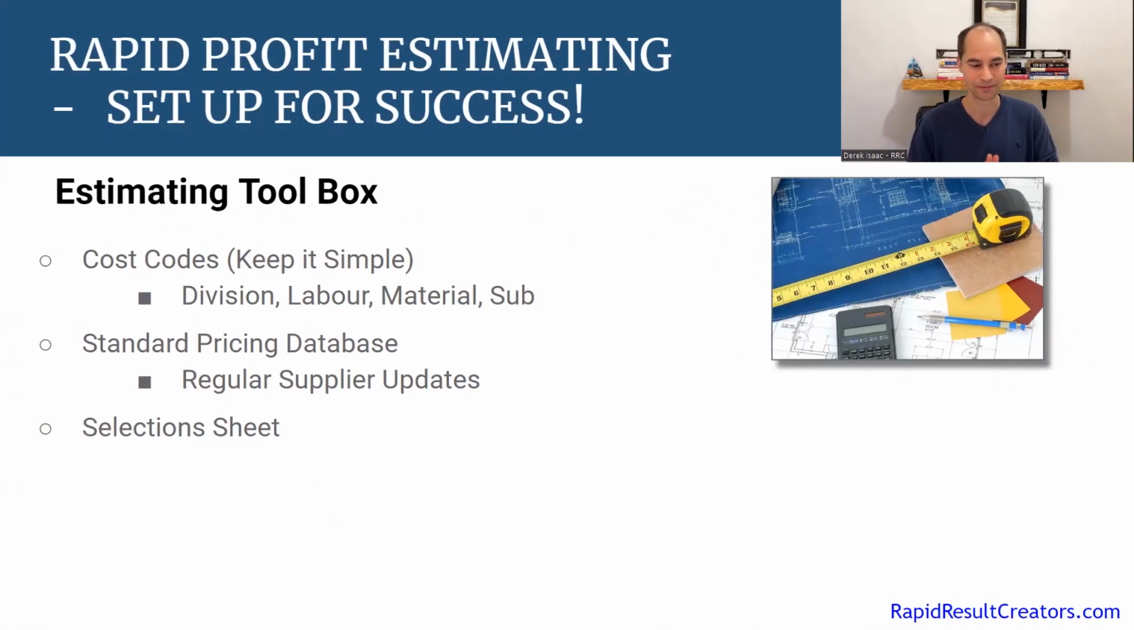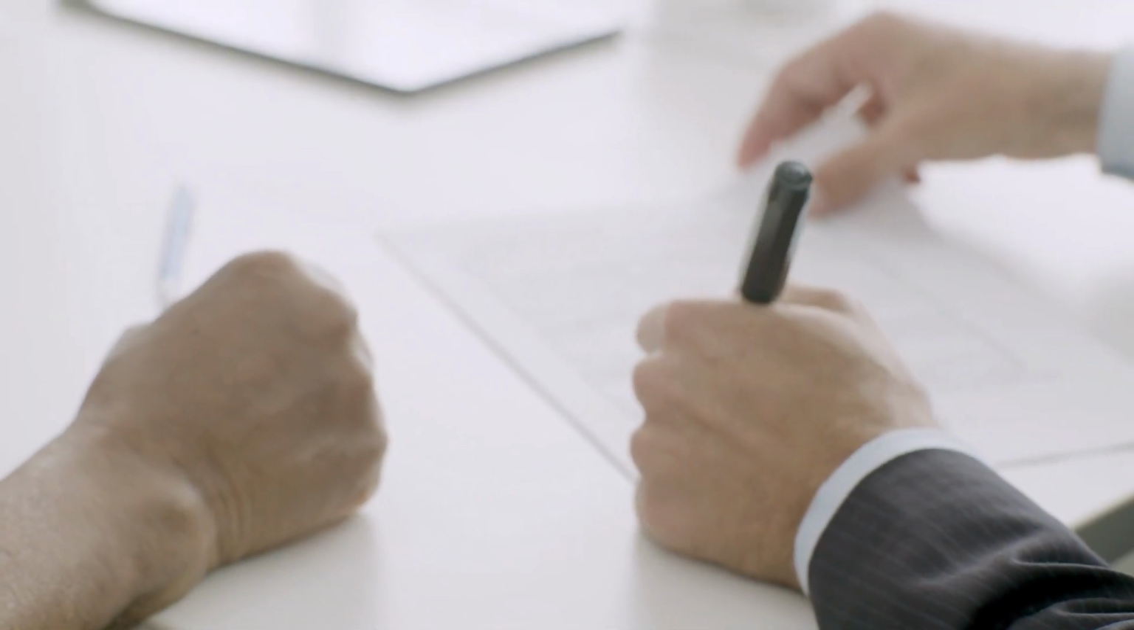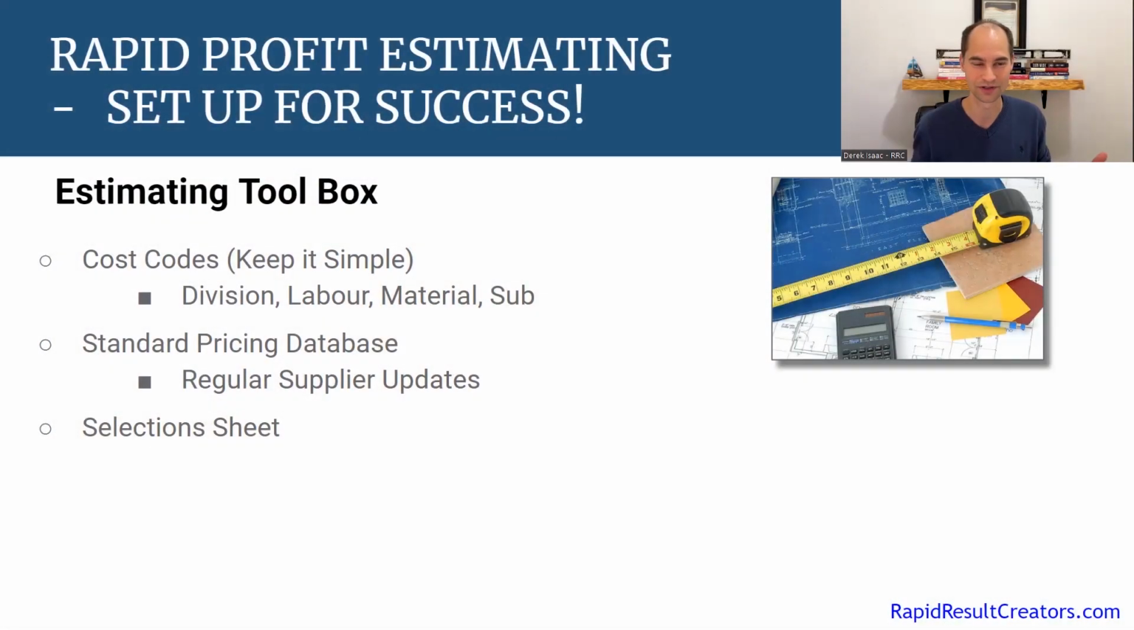Selection sheet is something I see a lot of newer guys, even guys that have been in business for a long time, not have in place, and it's hurting your business. Please get it in place. And what this is, it's simply a sheet that keeps track of all the different things that the client needs to select. So paint colors, tile, countertops, doors, just everything that they've selected.